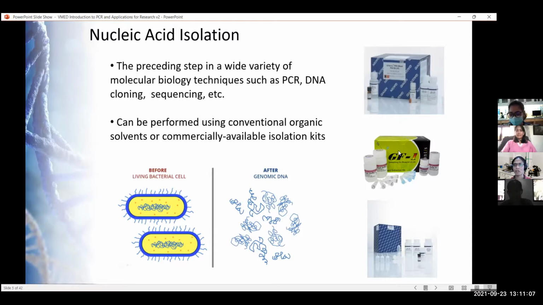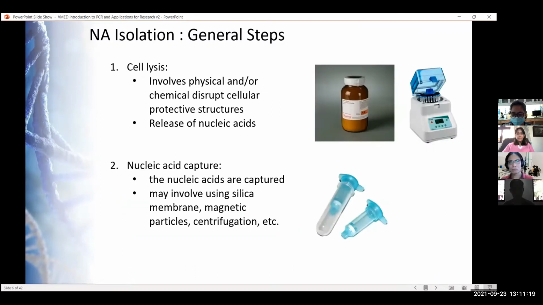So here is a couple of the nucleic acid isolation kits. So there are a lot of brands available in the market with different applications. So all nucleic acid isolation kits are different, but generally, not always, but generally they have 4 general steps. So first would be cell lysis. So this involves physical or chemical disruption of the cellular protective structures of the bacteria, animal cell, or the virus. And its purpose is to release the nucleic acid.